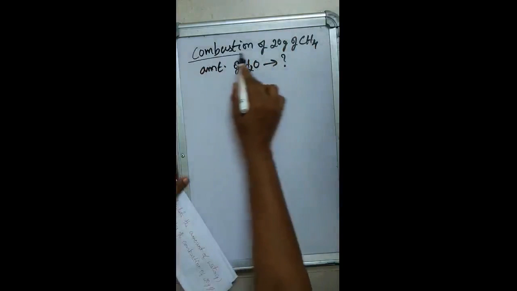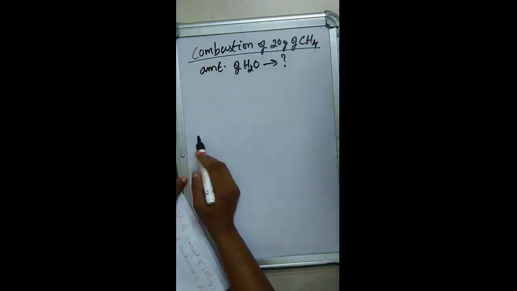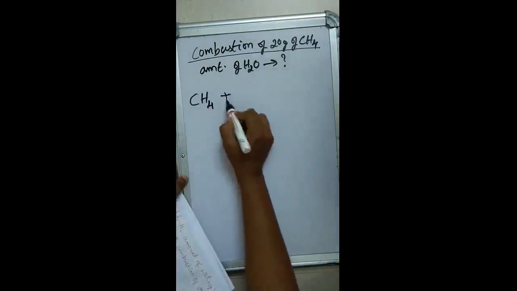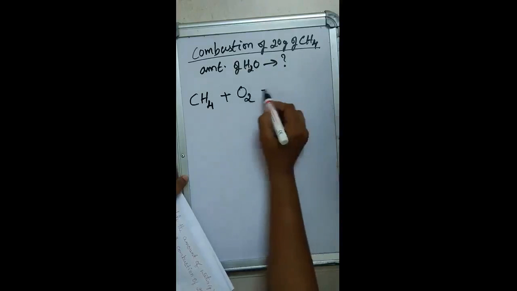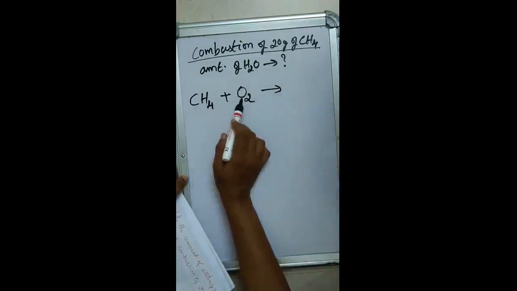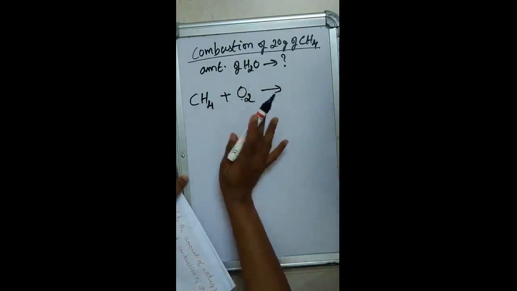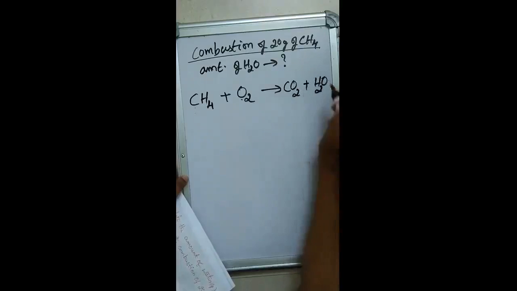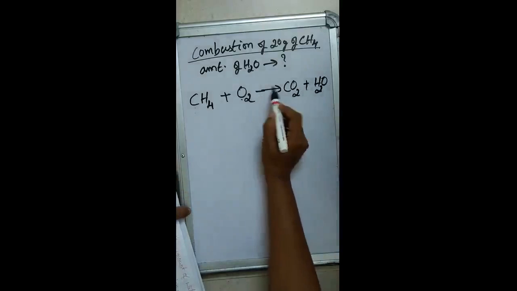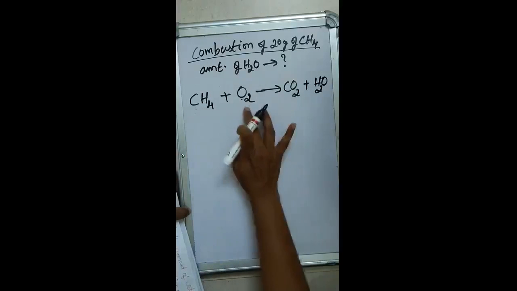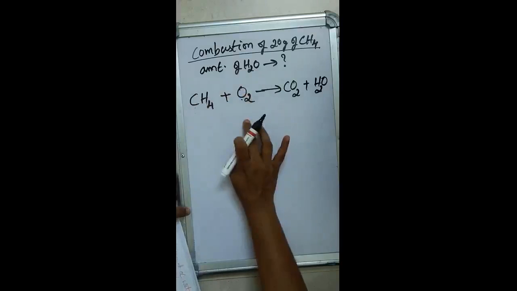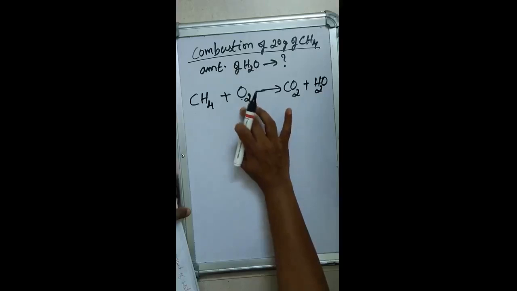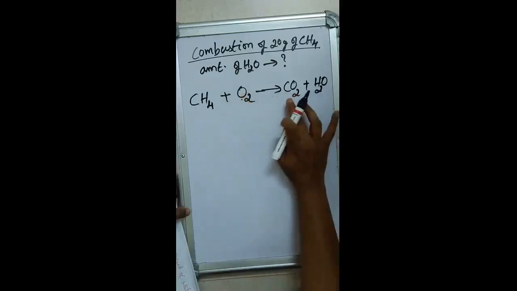So first write the equation for this. Combustion of methane, as I already explained, means it is burnt with oxygen. Whenever carbon, hydrogen and oxygen elements are present on the reactant side, what are the normal products you should write? Carbon dioxide and water. Keep this in your mind.